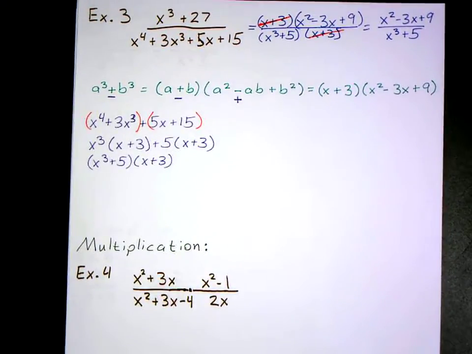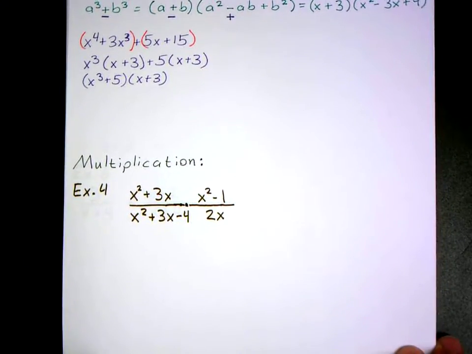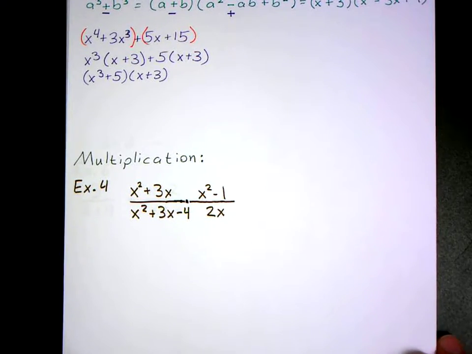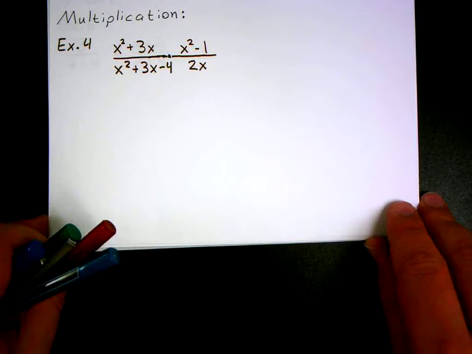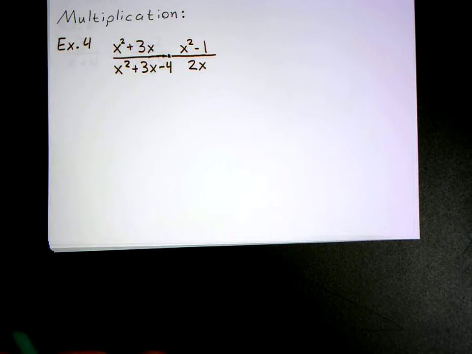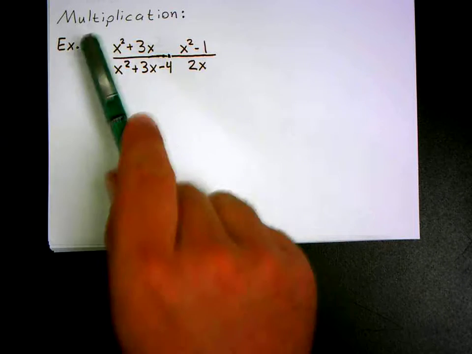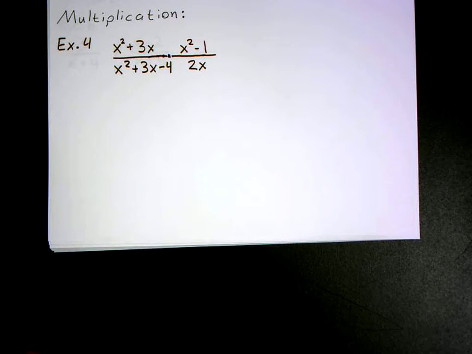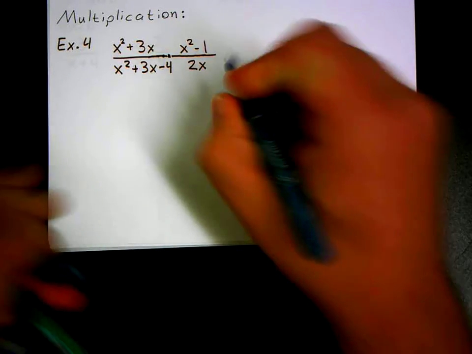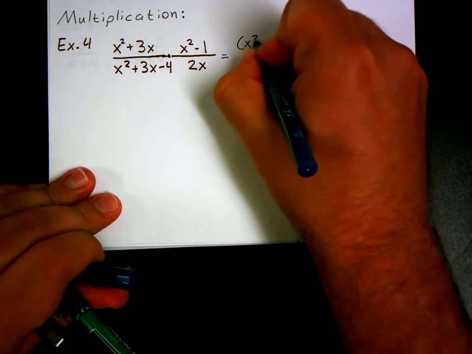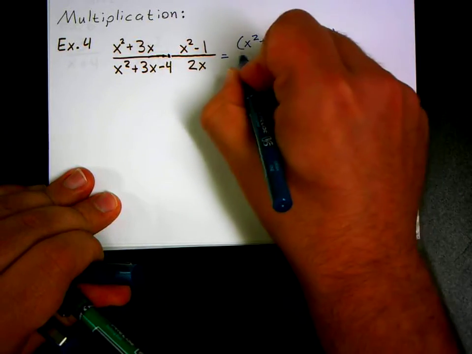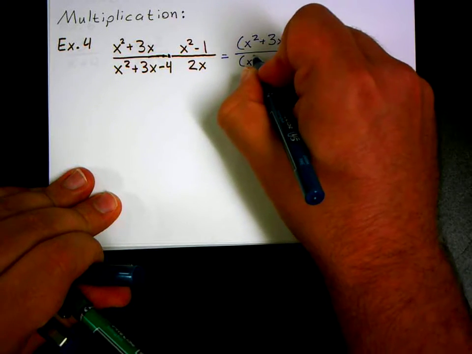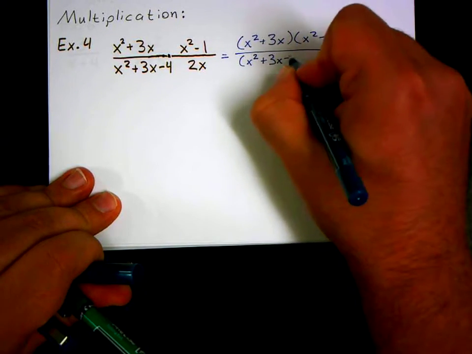Alright, now we're going to go a little bit faster now that we've done simplifying. We'll slow down a little bit more when we get to addition and subtraction, but multiplication and division are really just simplifying. Because with multiplication, all you're doing is multiplying across the top and the bottom, right? So I could rewrite this like this. But after we multiply, our next step is to simplify.